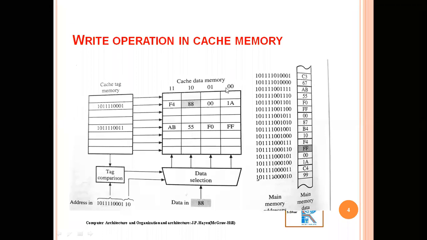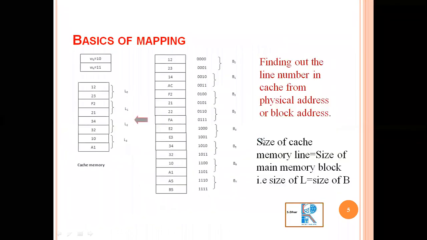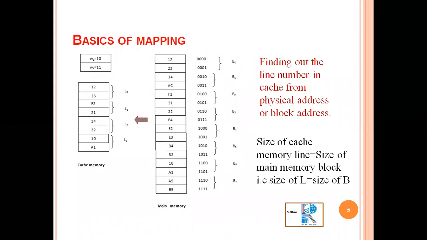That means generating this tag field and the cache memory address from this main memory physical address is called the cache memory mapping. Clear? So there are three types of mapping. Before I go into the mapping, first see this figure.